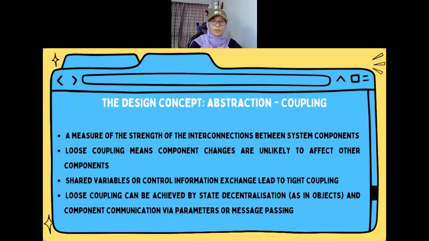Coupling is a measure of the strength of the interconnection between system components. Loose coupling means component changes are unlikely to affect other components. Shared variables or control information exchange lead to tight coupling. Loose coupling can be achieved by state decentralization, as in objects, and component communication via parameters or message passing.